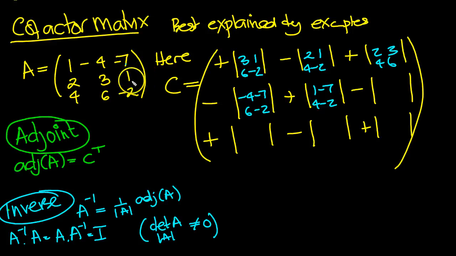And then this one here, row and column, you'll have 1, minus 4, 4, 6. Yeah? And then this one here, row and column, you'll have minus 4, minus 7, 3 and 1. And this one here, row and column, you'll see that it's 1, minus 7, 2 and 1. And then the last one here and here, you're left with 1, minus 4, 2, 3, aren't you? And this is the cofactor matrix.